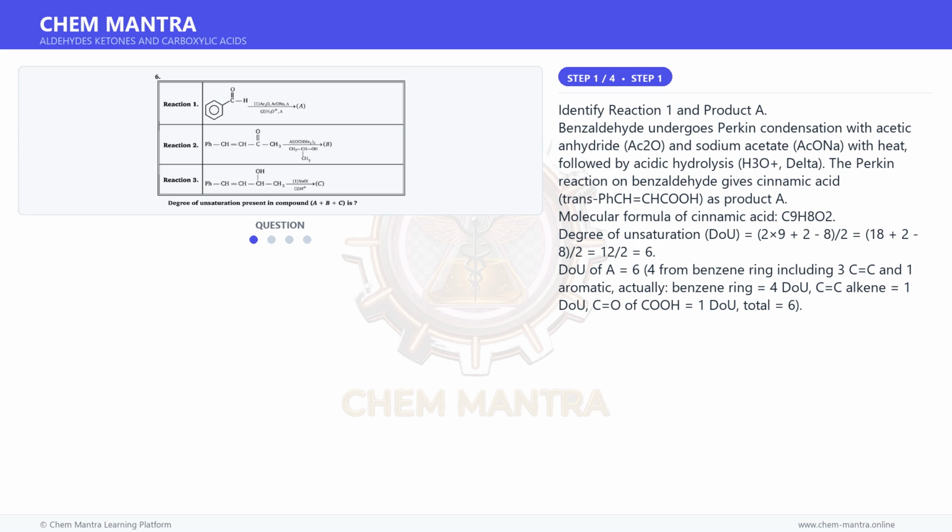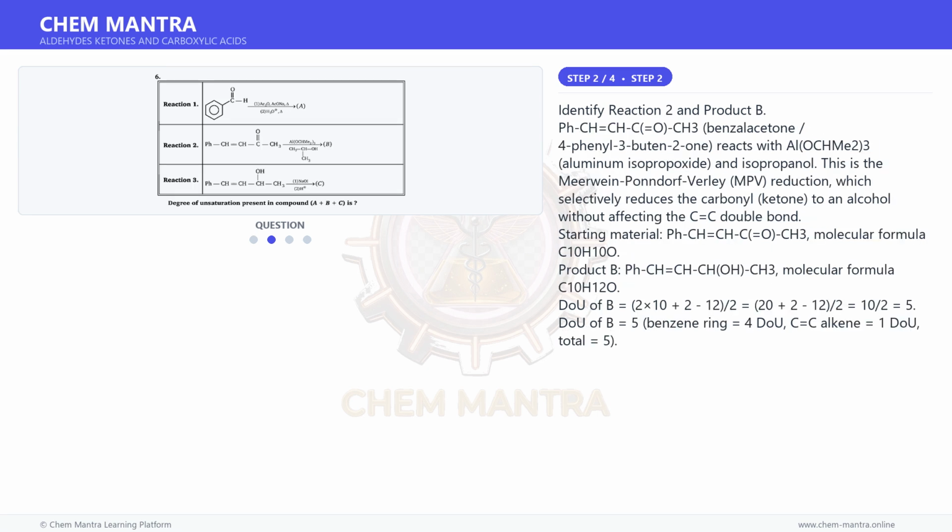Degree of unsaturation, DU, is equal to (2 times 9 plus 2 minus 8) divided by 2, which is 18 plus 2 minus 8, divided by 2, equals 12 divided by 2, equals 6. DU of A is equal to 6: the benzene ring is 4 DU, C=C alkene is 1 DU, C=O of COOH is 1 DU, total is 6.